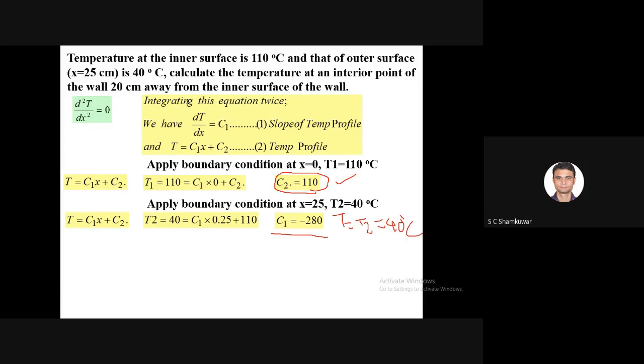So from this boundary condition, we have found out the value of C2 as well as the value of C1. Okay, understood.